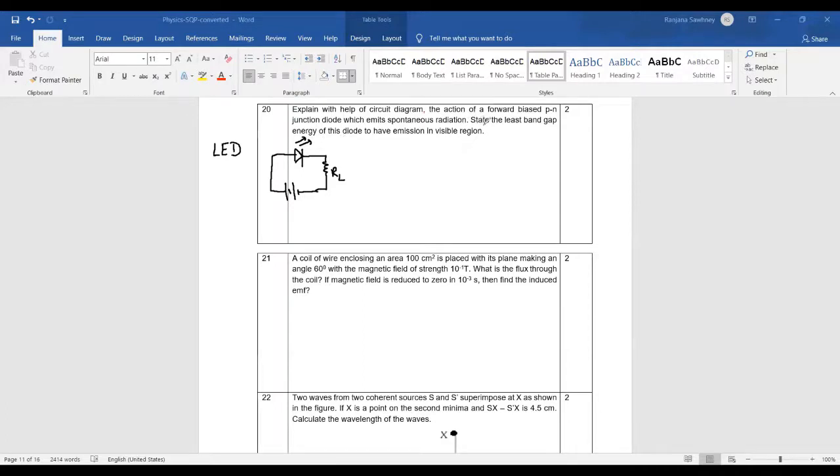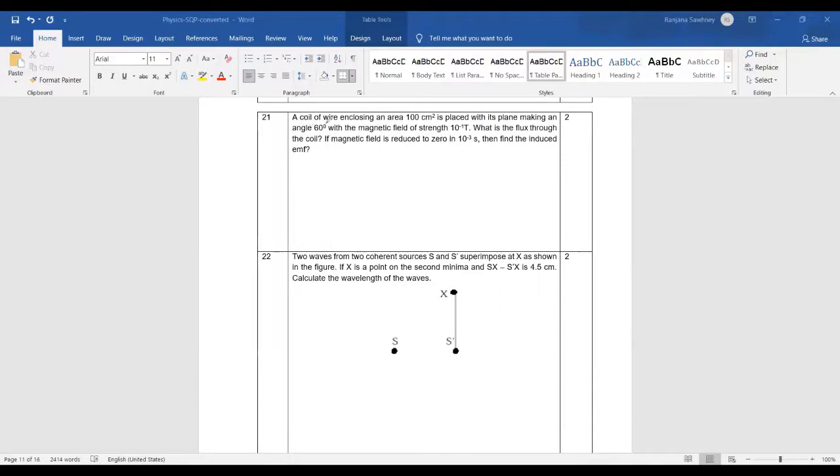Now it's also asked to state the least band gap energy of this diode to have emission in the visible region. For the visible region, we know that the wavelength lies from 0.45 micrometer to 0.7 micrometer. So the corresponding energy gap will be from 2.8 electron volt to 1.8 electron volt. So the least band gap energy will be equal to 1.8 electron volt.